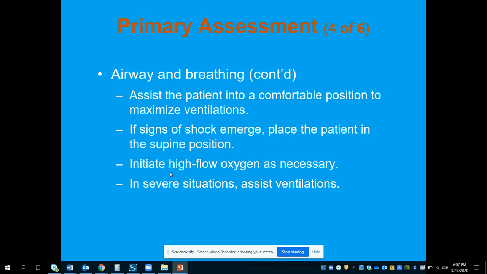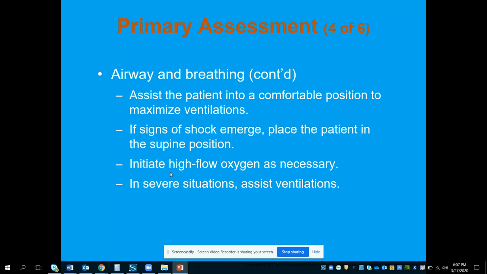If there are signs of shock, place the patient in a supine position, but remember that this is probably going to be an issue with their breathing. So if they're struggling to breathe in that supine position, then definitely sit them up. We can give them oxygen as necessary, so go ahead and have your partner get that patient on some oxygen while you're drawing up that dose of epinephrine.